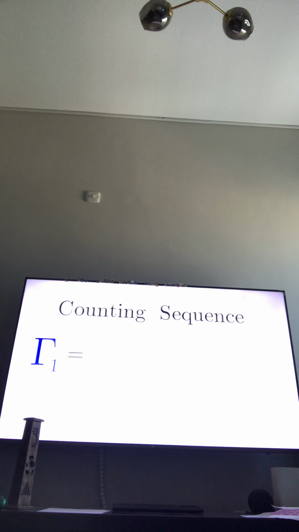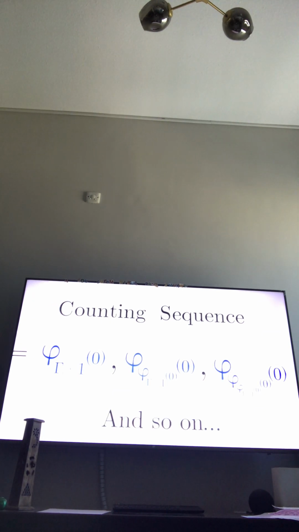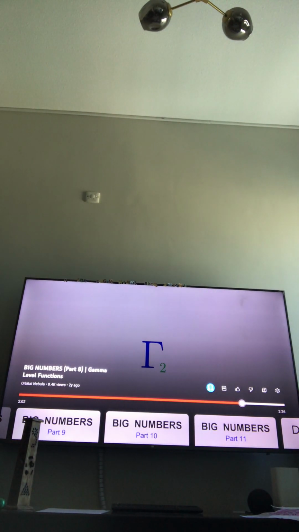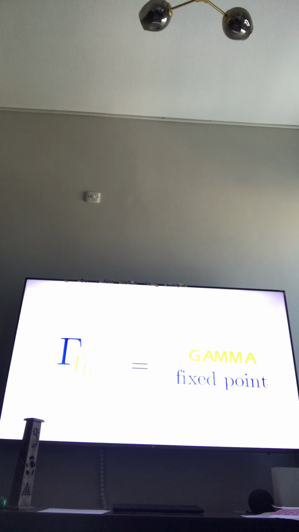We can get bigger with gamma 1. The counting sequence for gamma 1 is equal to phi gamma naught plus 1, phi of phi gamma naught plus 1, phi of phi gamma naught plus 1, and so on. We can have gamma 2, gamma 3, gamma 4, gamma omega, or even gamma to the gamma naught. We can even have an infinite nesting of gammas. This is the gamma fixed point. You can keep going higher by creating new fixed points.